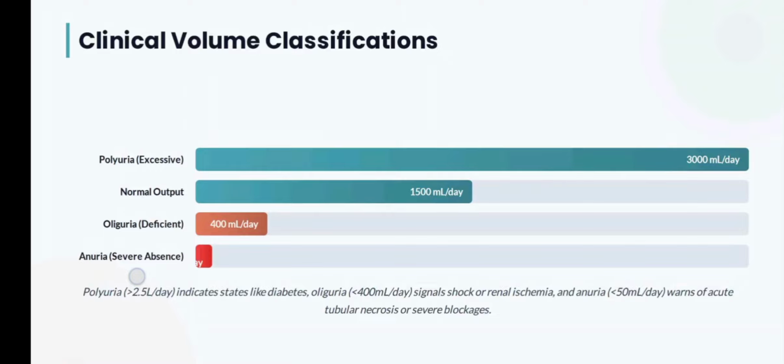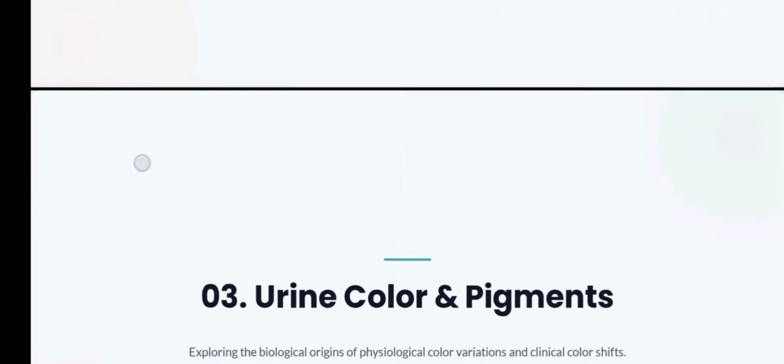Normal urine output is about 1500 milliliters per day. Polyuria means excessive urine production. Oliguria means decreased urine output. Anuria means almost complete absence of urine production. These conditions may indicate serious medical problems.